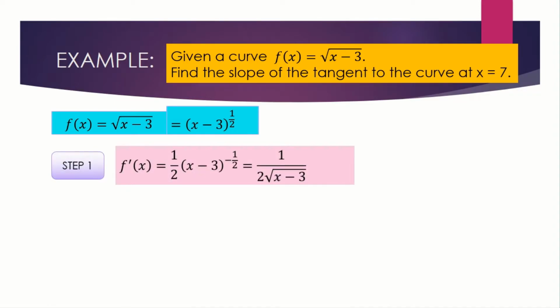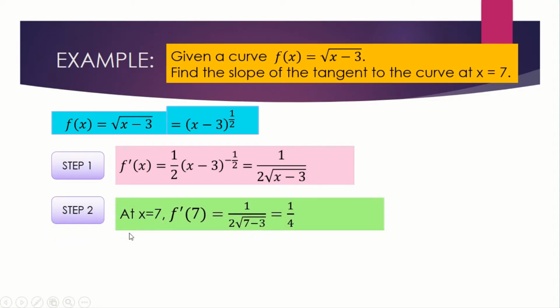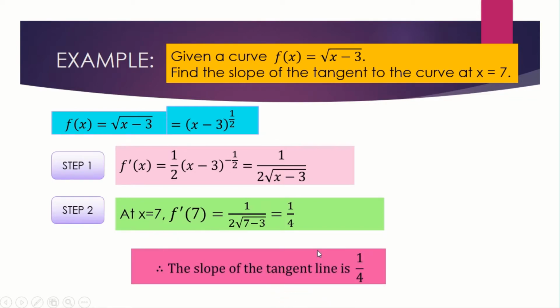In step 1, we want to find the differentiation of f(x). So for f prime x, we use the composite function and chain rule. So we get f prime x as 1 over 2 square root of x minus 3. After that, we substitute x with 7, so we get f prime 7. After you simplify, you get 1 over 4. And thus, the slope of the tangent line is 1 over 4.